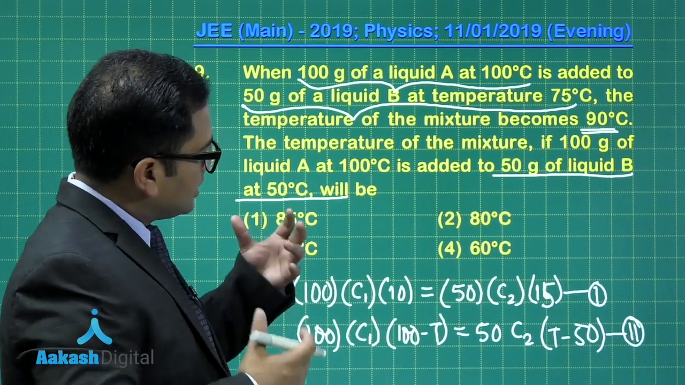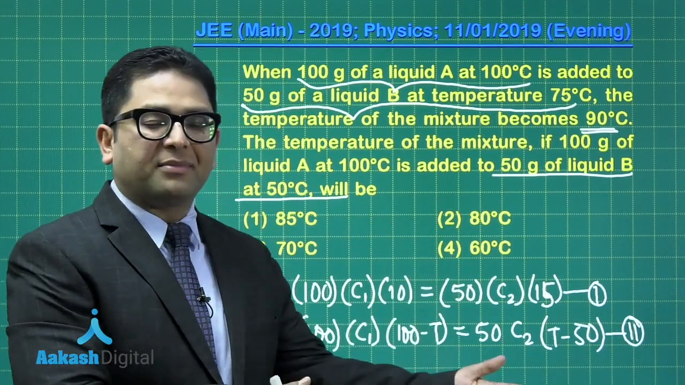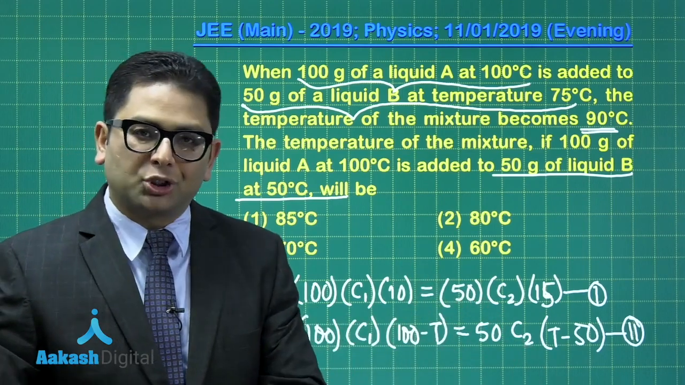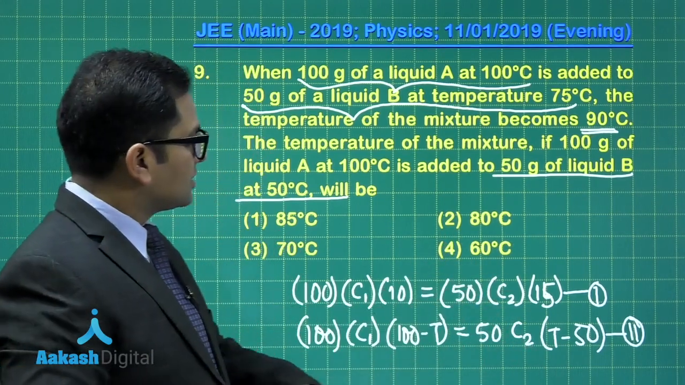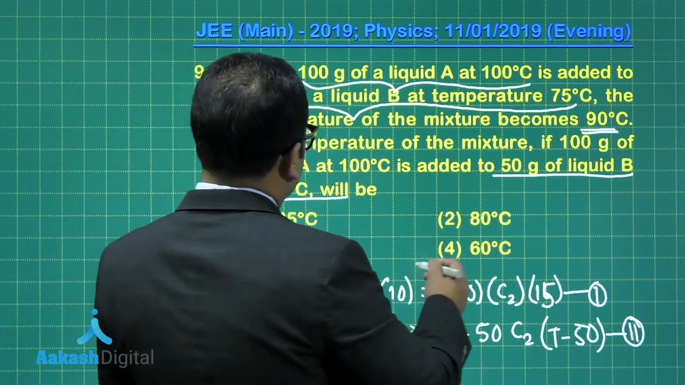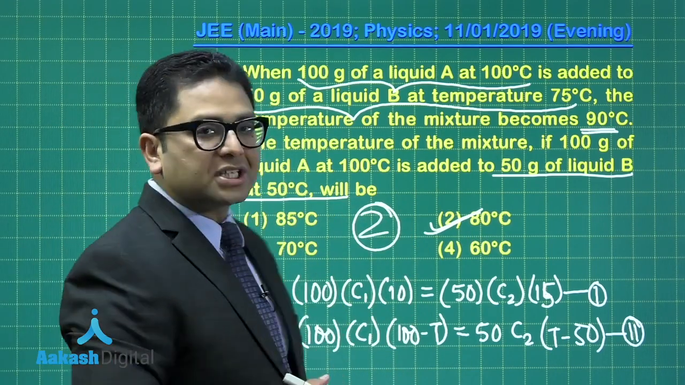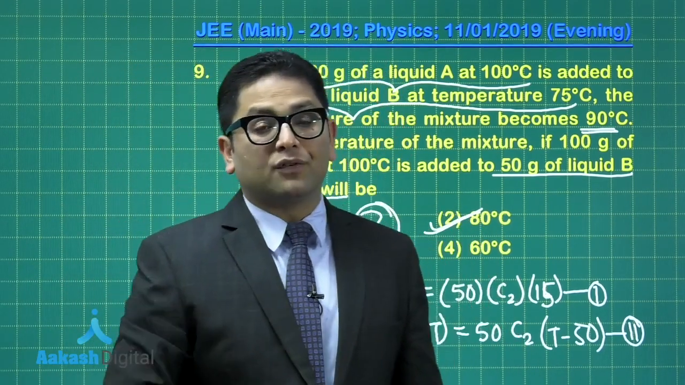Basically, it was the same two liquids but of different proportions in experiment number 1 and experiment number 2. So these are the two equations. You solve it. The value of T comes out to be 80 degrees centigrade. So option number 2 is the correct option for question number 9. Let's move to question number 10.